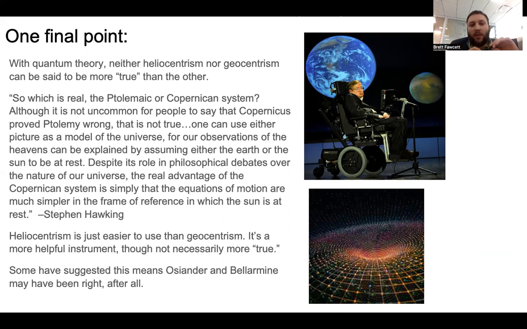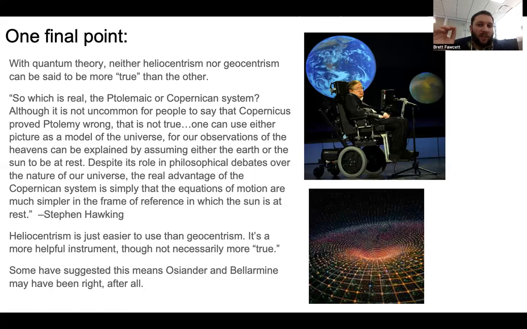uncommon for people to say that Copernicus proved Ptolemy wrong, that is not true. One can use either picture as a model of the universe, for our observations of the heavens can be explained by assuming either the earth or the sun to be at rest. Despite its role in philosophical debates over the nature of our universe, the real advantage of the Copernican system is simply that the equations of motion are much simpler in the frame of reference in which the sun is at rest. So heliocentrism basically is just easier to use than geocentrism. It's a more helpful instrument, but it's not necessarily more true.